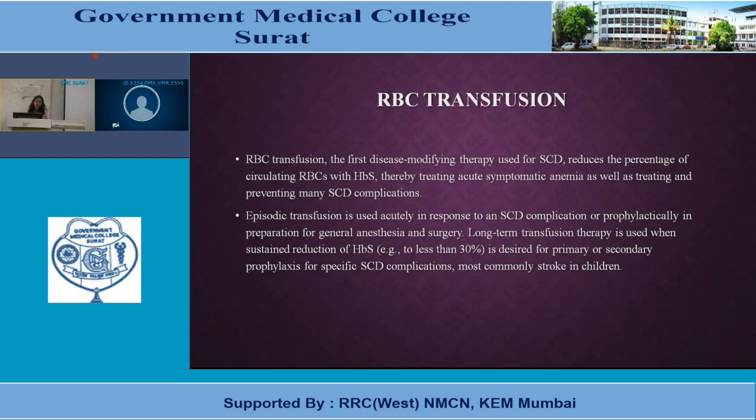Episodic transfusion is used acutely in response to sickle cell disease complications, or prophylactically in preparation for general anesthesia and surgery. Long-term transfusion therapy is used when a sustained reduction of HbS to less than 30% is desired for primary or secondary prophylaxis of a specific sickle cell disease complication, most commonly stroke in children. So we can also transfuse for prophylaxis of complications.